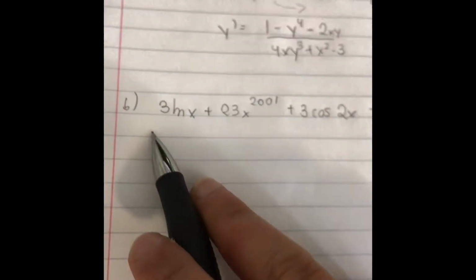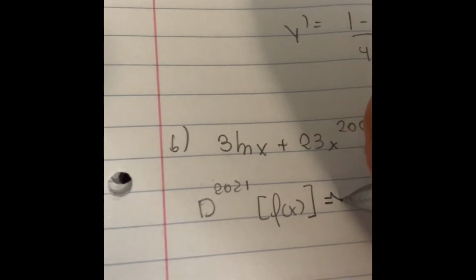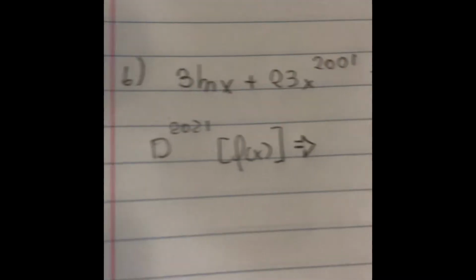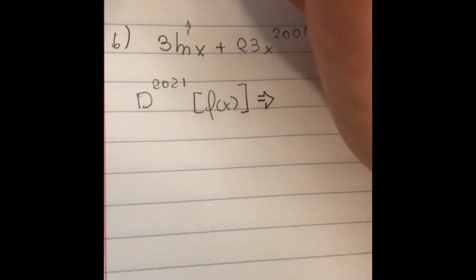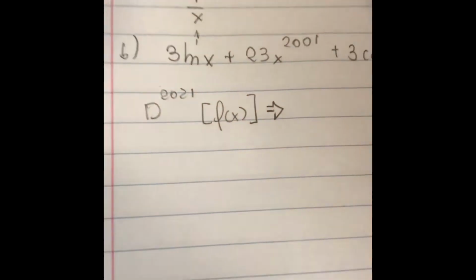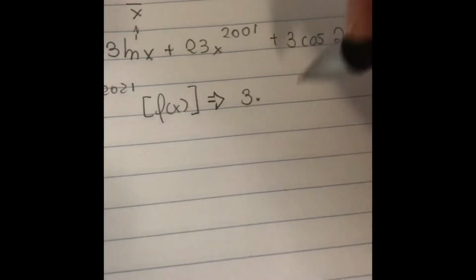Question 3, letter B. Basically, it is asking for the 2021st derivative of the following function f of x. Here it's just logic and trying to apply the rules. In this first term, we know that the derivative of ln of x will be 1 over x. This 3 is a constant, so it stays here.